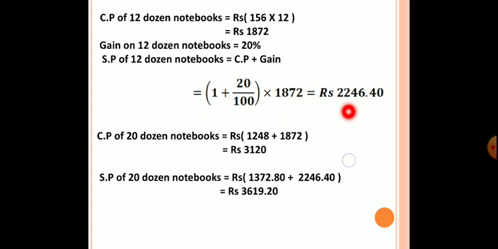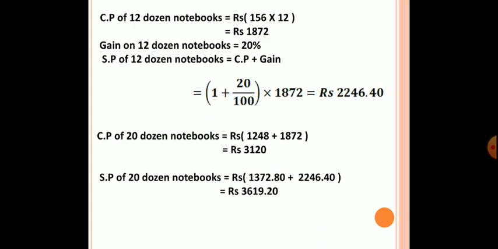2246.40 paise. So cost price of 20 dozen notebooks is equals to rupees, so what is the cost price? That is 1248, which I have found in the beginning, plus 1872, which is equals to rupees 3120. And selling price of 20 dozen notebooks, so from this and the earlier one, that is 1372.80 plus 2246.40, which is equals to 3619.20.